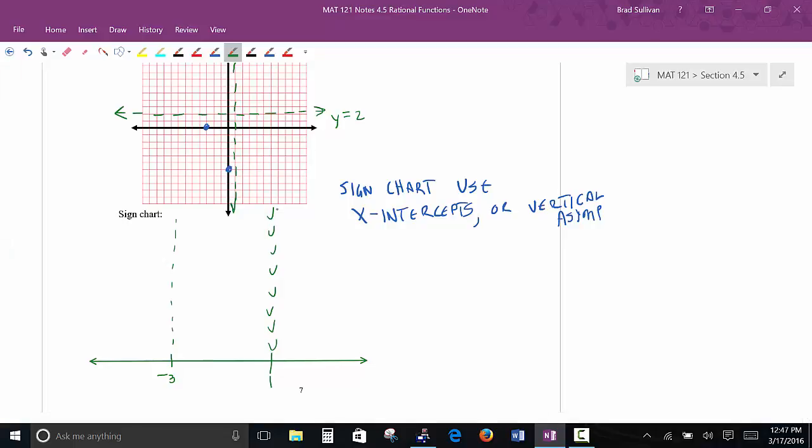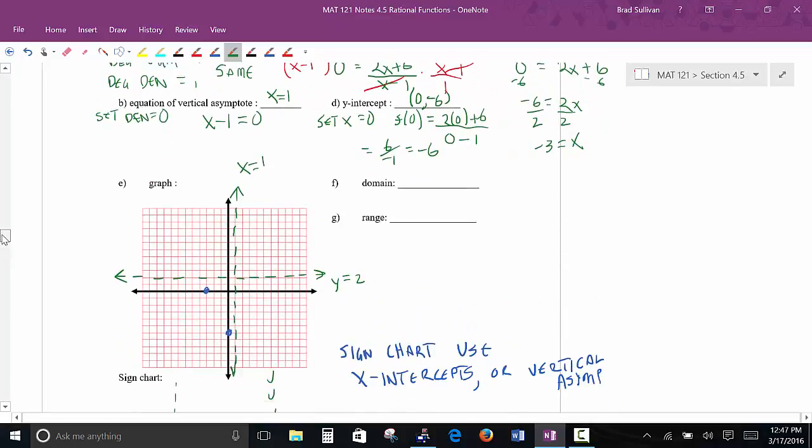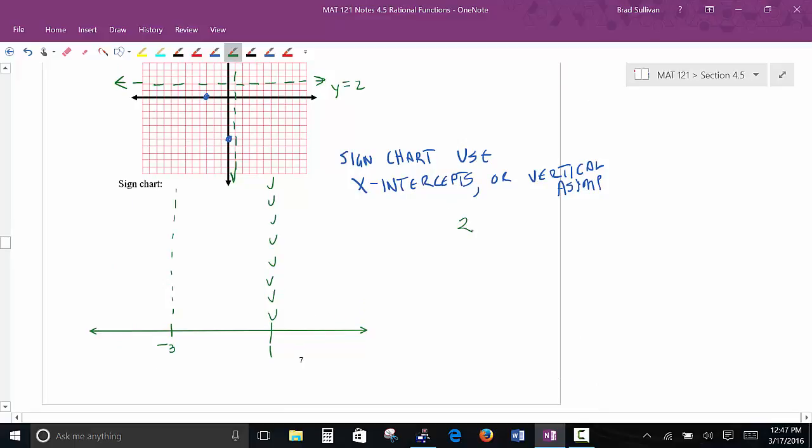Okay, so here's what we're going to do on this. I need to go back up and get the function. I forgot what it is. 2x plus 6 over x minus 1. Okay, so watch how I do this. What we're going to do is what we call a test point. We're going to plug a test point into the function and see if it's negative or positive. So give me a number that is smaller than -3. You read my mind. -4 is what I was thinking about. Okay, so plug it in.